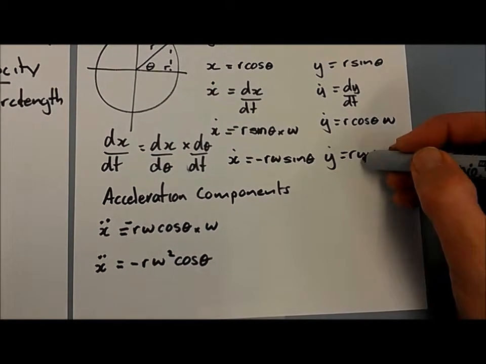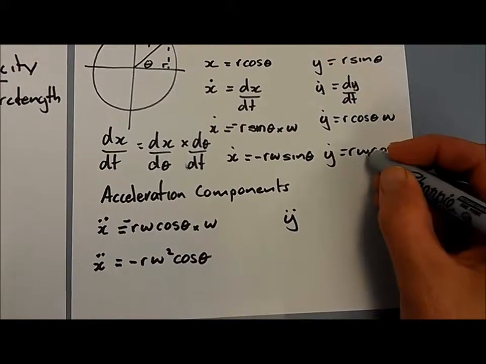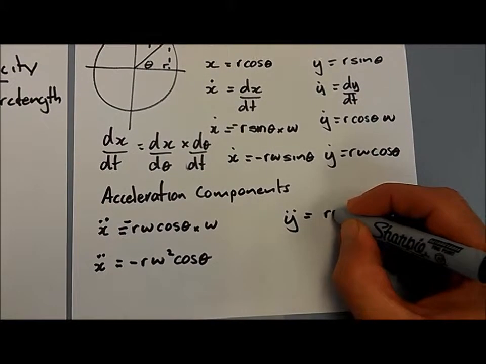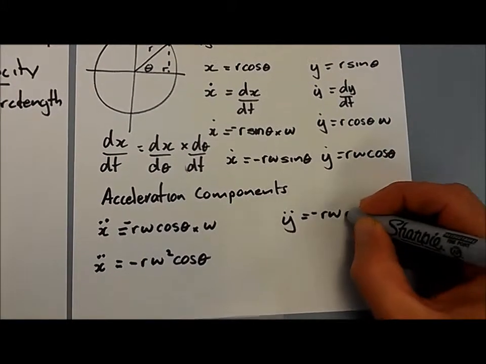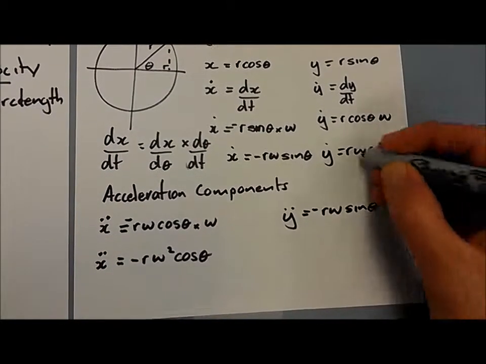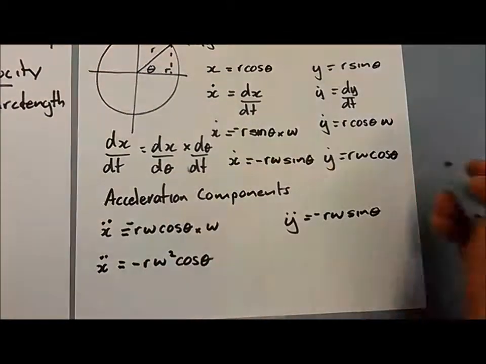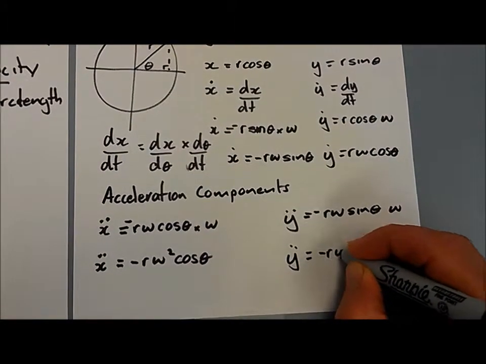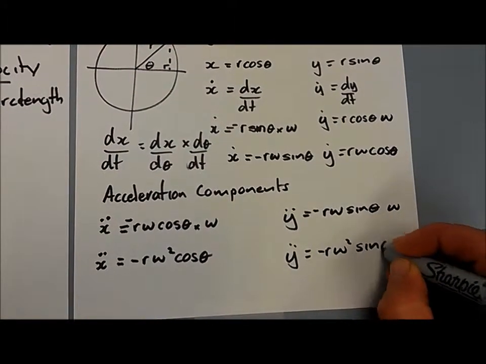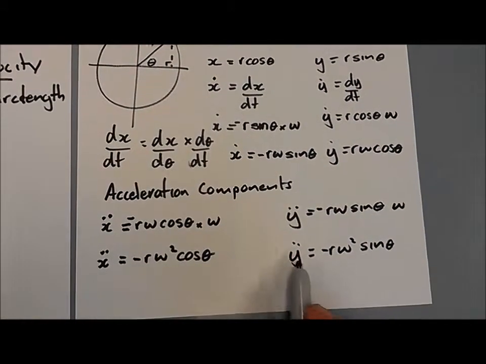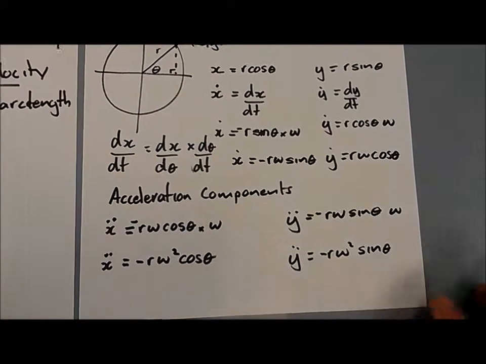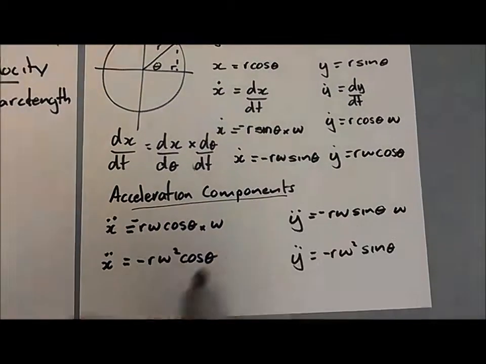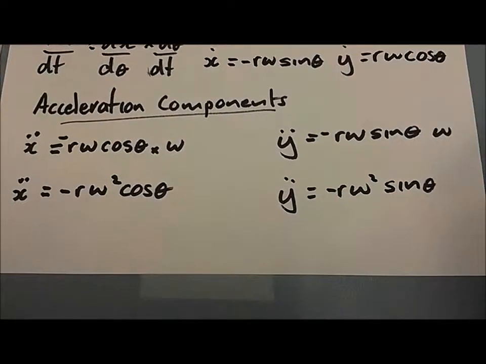And similarly for my y component, same idea, differentiate. This is a constant, keep it out the front. Derivative of cos is negative sine theta times d theta/dt, which is omega. And so I get my y component of acceleration, and my x component of acceleration. These are two separate components of acceleration.